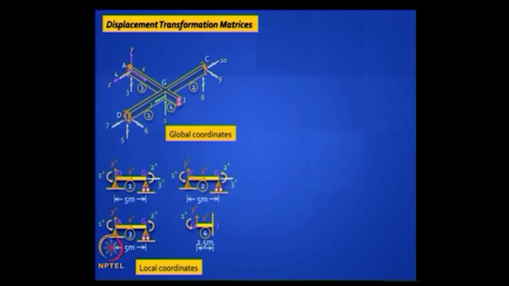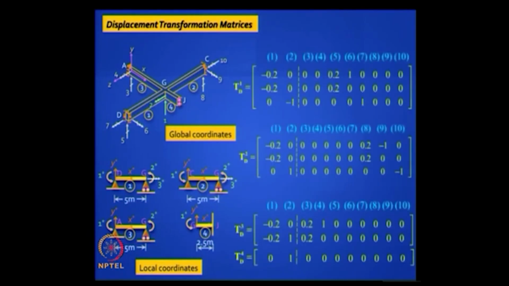To do the TD matrix, you have to apply D1 equal to 1 and see what happens to those rotations, then D2 equal to 1, etc. I have done it here, so let us go through it carefully. Listen carefully. D1 equal to 1 means we are giving a vertical displacement here but not allowing any other movement. If this goes up by 1, what do you think will happen to all the different elements?